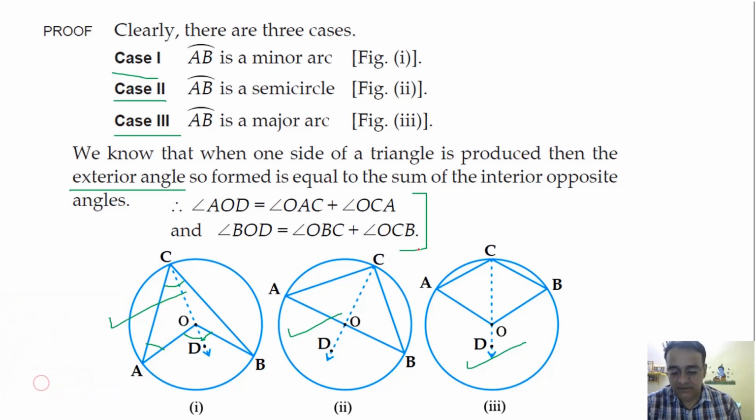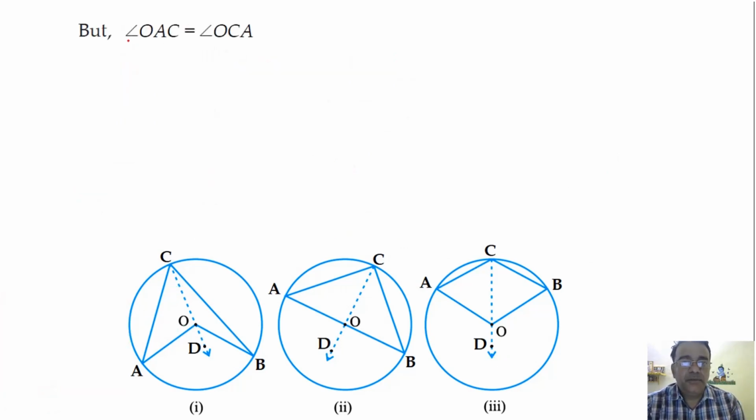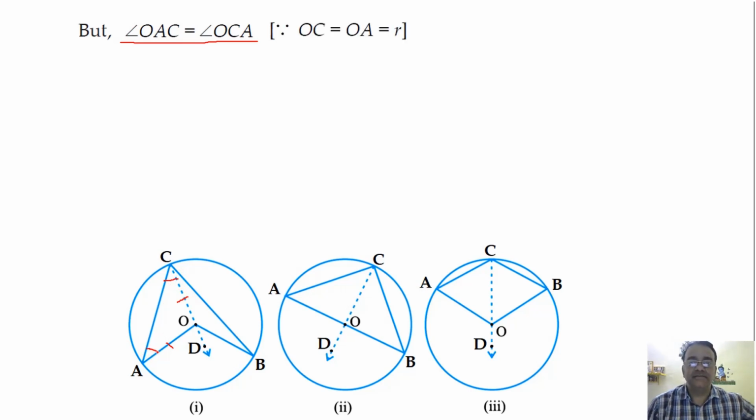Yes, sir. Right. Now, angle OAC is equal to angle OCA. Why? Because OC is equal to OA, radii of the circle, and we know that angles opposite to equal sides are also equal. Right? Similarly, these two angles are also equal, this one and this one.